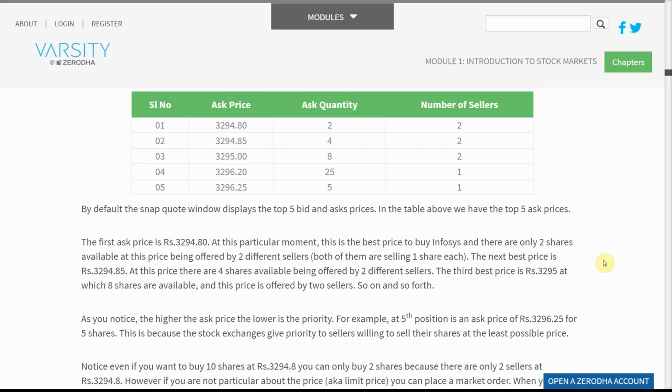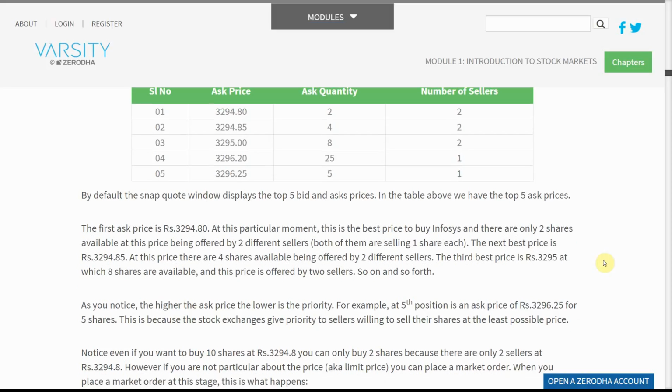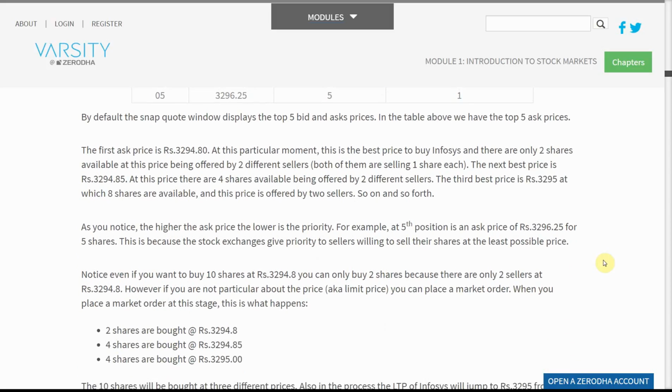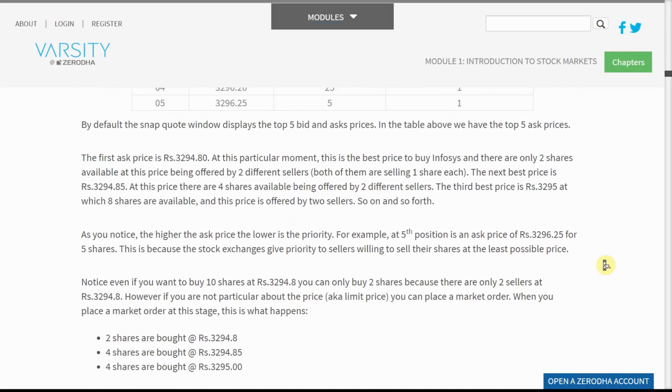However, if you are not particular about the price, aka limit price, you can place a market order. When you place a market order at this stage, this is what happens. 2 shares are bought at 3,294 rupees and 80 paise. 4 shares are bought at 3,294 rupees and 85 paise. 4 shares are bought at 3,295 rupees. The 10 shares will be bought at 3 different prices. Also in the process, the LTP of Infosys will jump to 3,295 rupees from 3,294 rupees and 80 paise.